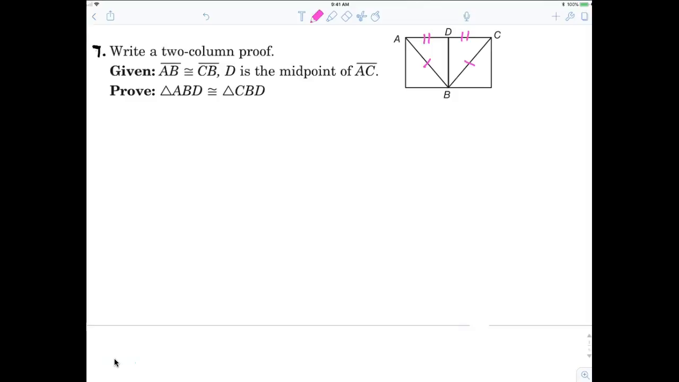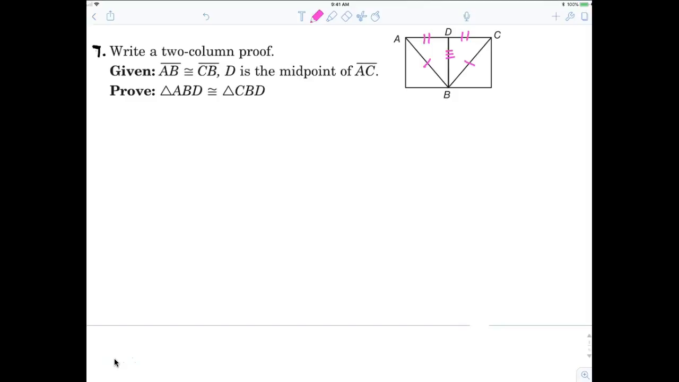Now, I'm trying to prove ADB is congruent to CBD. So, now what else can I say? You need the middle side, which is DB. DB is equal to DB by the reflexive property. Now, the triangles are congruent by what? Side, side, side. Listen, I'm really not trying to make it that hard. That's all there is to it. That's how simple it is.